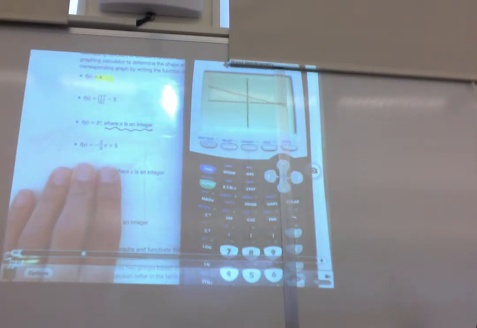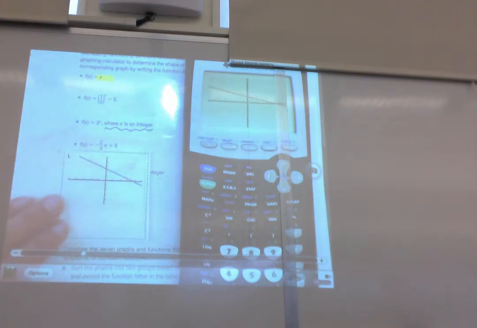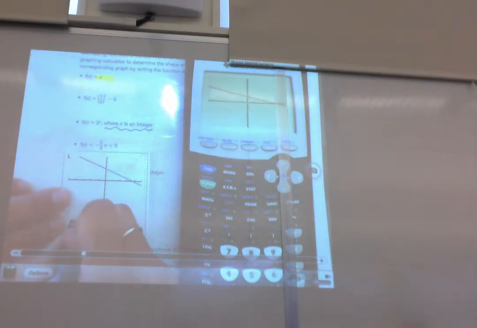L, right? It looks like L to me. And then one of... Oh, is there a difference? Are there two the same? No. Okay. So let's go f of x.